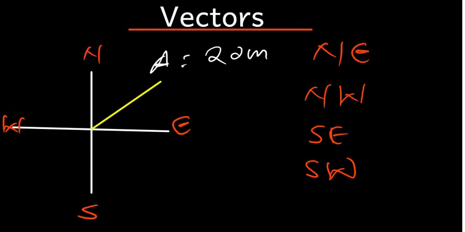So you know that here is 90. So what number is between 90? Meaning this part is 45. This is 45. To resolve this vector into x and y components, we are going to get the angle from this line until it touches that line. So it's going to be 45.